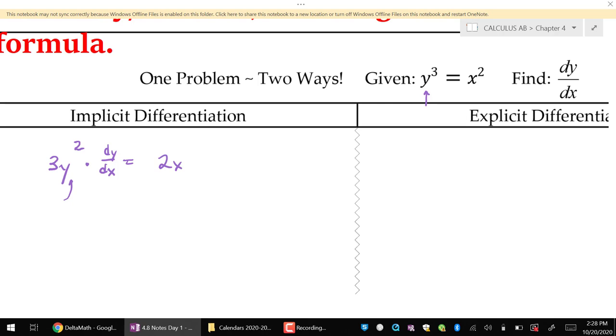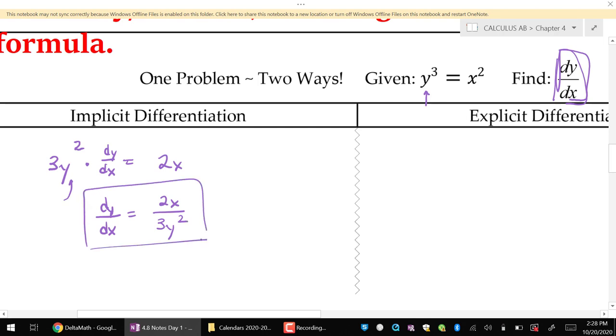So now it's ready to go. I have my dy/dx piece, and I want to solve for dy/dx. So let's isolate that by dividing by 3y squared. So dy/dx is equal to 2x over 3y squared. And that's my formula for the derivative dy/dx. If I wanted to find the slope of the function at a given point, notice I would need both an x and a y coordinate here to plug them in and then compute the value of the derivative.